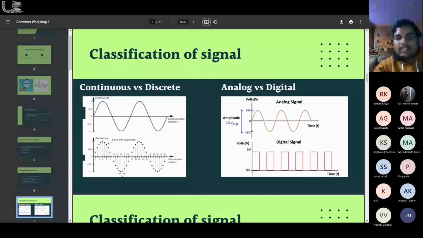So next, on the right side we have analog versus digital. In analog, you can see it takes every value from -5 to 5, right? But in digital signals it can take only a few values like 0 or 5. It cannot take any values other than 0 and 5. If you think there is a line passing from 0 to 5, a straight line, it is just a way of representation. It doesn't mean that it is taking any value between 0 and 5. Okay.